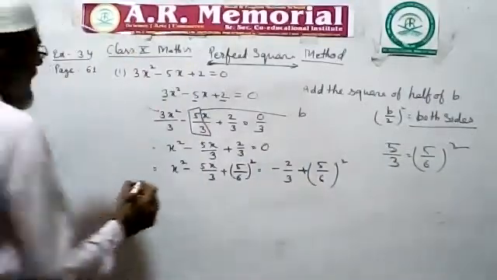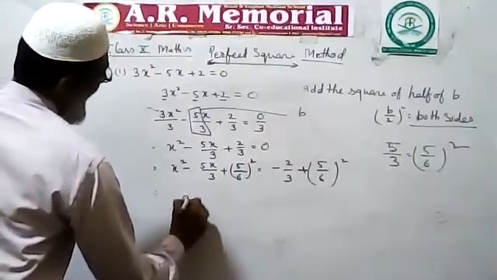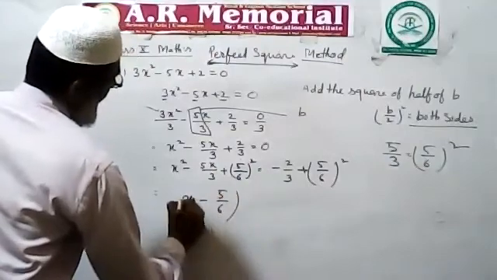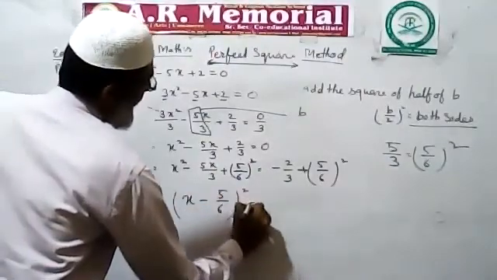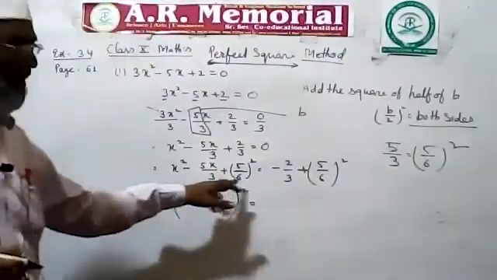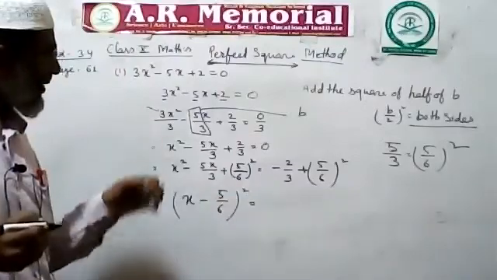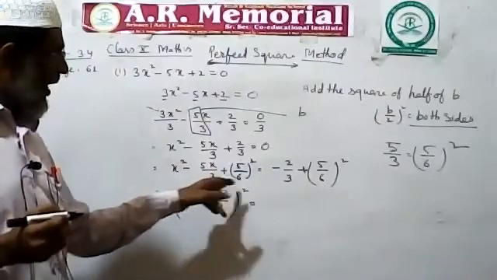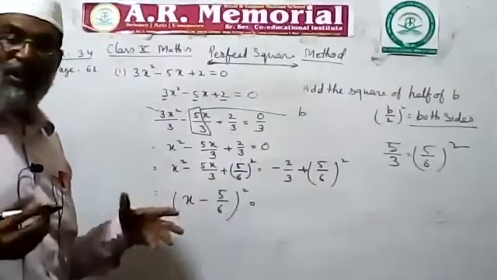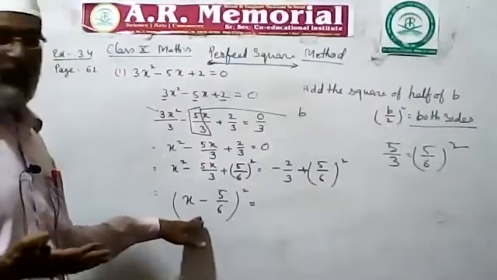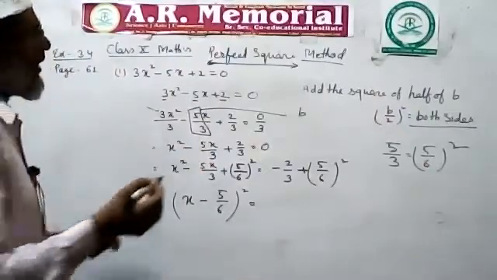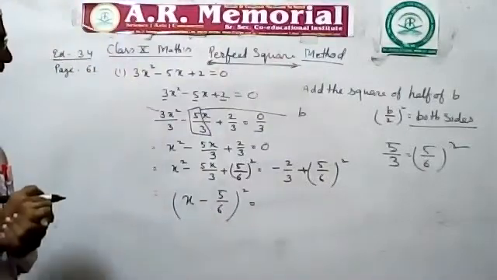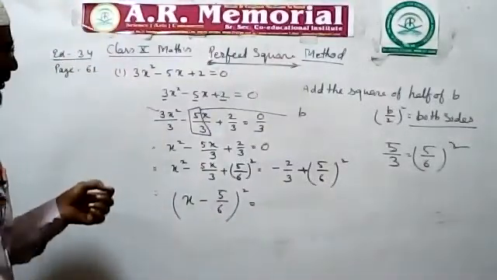Here, my students, look carefully: x minus 5 upon 6 whole square. Sir, what happened with this one, this one, this one? This is the scientific step. If we add half of B square to these two terms, it automatically goes into a perfect square. This is the key step of all these questions. Understand or not? Once again, I will explain it.